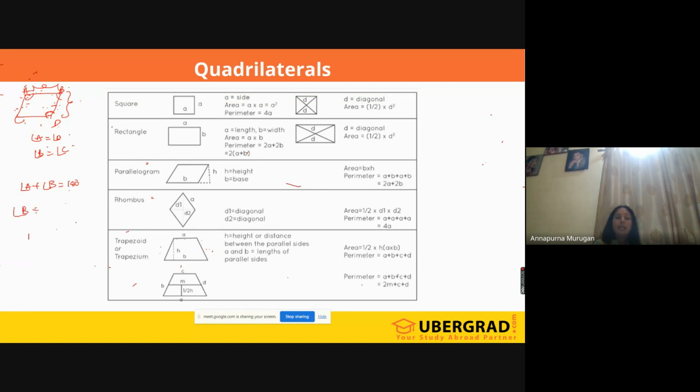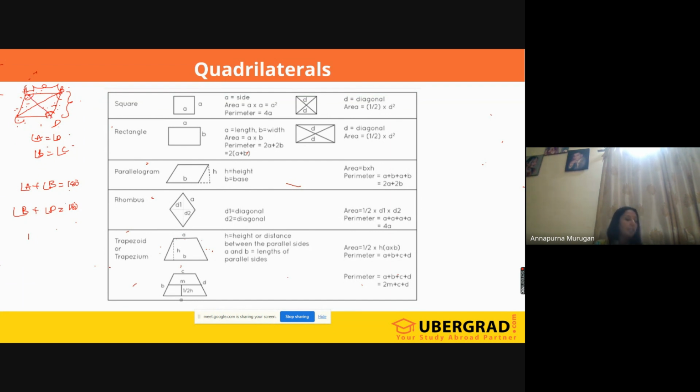Angle B plus angle D is 180 degrees. Angle D plus angle C is 180 degrees. Angle C plus angle A is 180 degrees. And how many diagonals do we have? We know this is one diagonal and this is another diagonal.